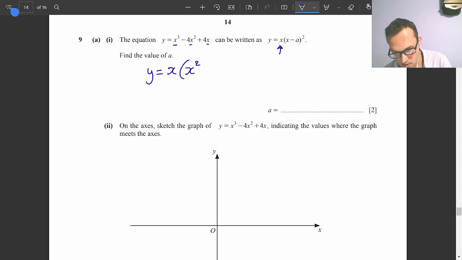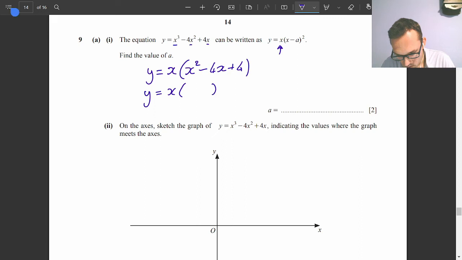X times x squared is x cubed. Excellent. Factorize an x there. X times minus 4x is minus 4x squared. Excellent. Plus 4 because x times 4 is 4x. Good. We're on our way. Okay. Now we need to factorize that quadratic equation inside the bracket.